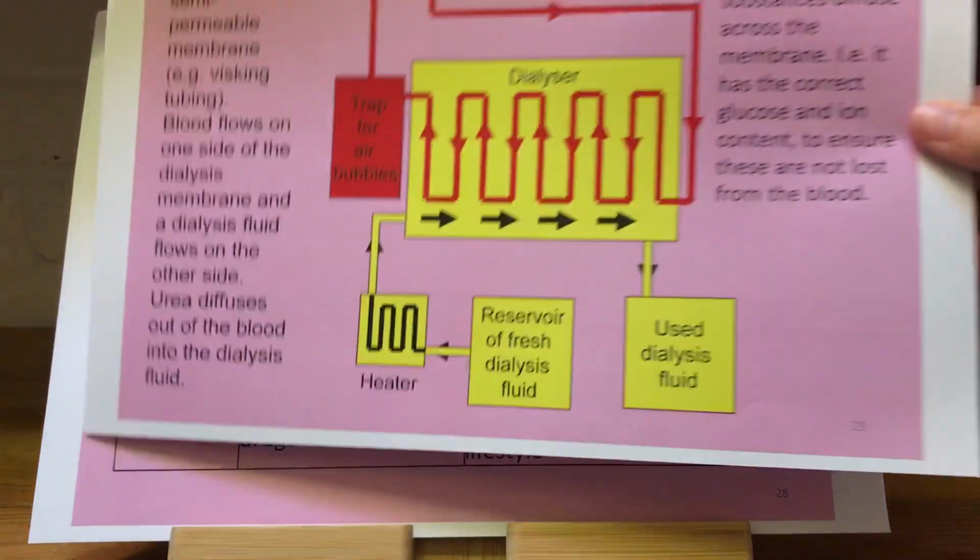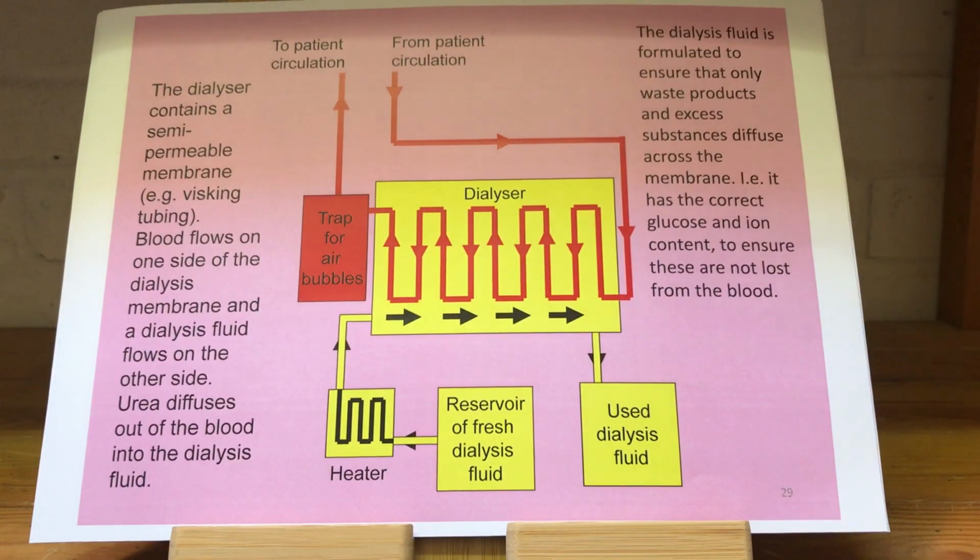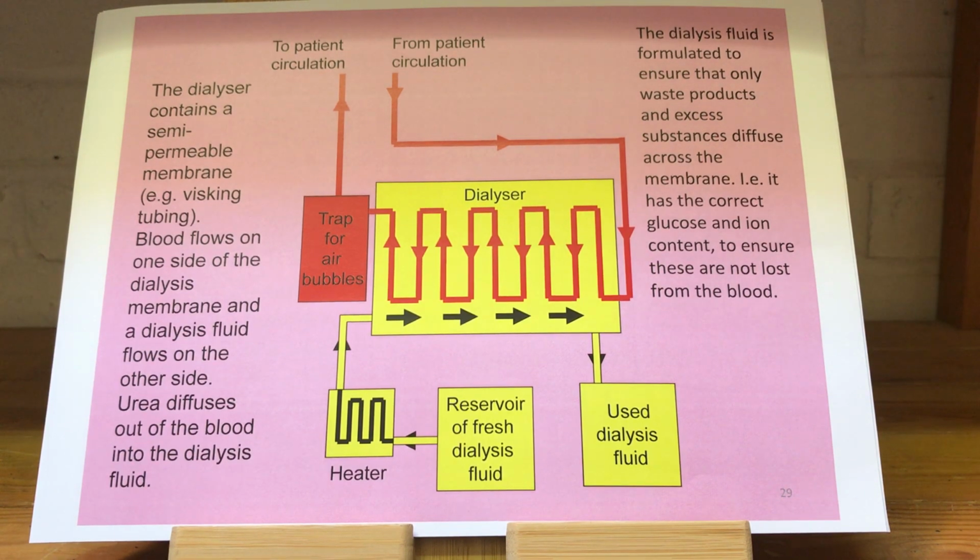Let's have a look at how dialysis works. So it's got this stuff in it called viscing tubing. It's a partially permeable membrane. It allows those small soluble molecules to move out of the viscing tubing or indeed into the viscing tubing.